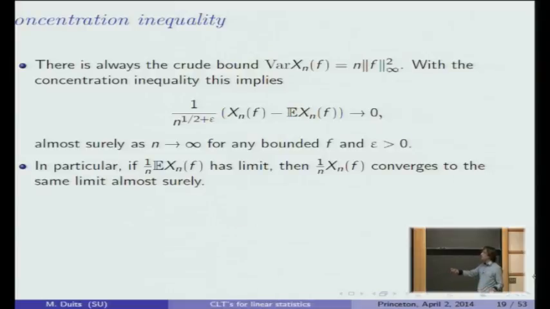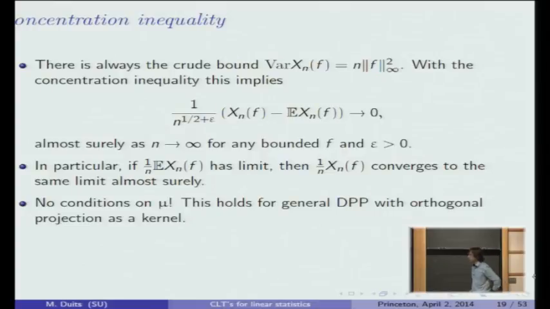So in particular, it means that if I take epsilon as a half, which is much larger than the optimal one, of course, then I know that if this expectation value has a limit, then we actually have almost sure convergence. So you get almost sure convergence for free, even for bounded functions. I think this is quite a strong statement. And again, this holds always. There are no conditions on the measure mu yet.